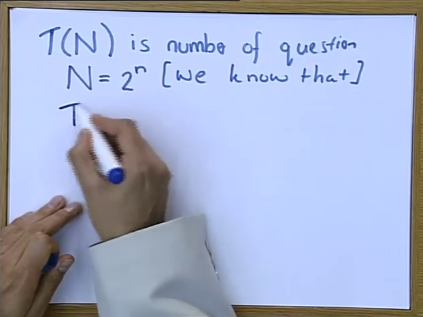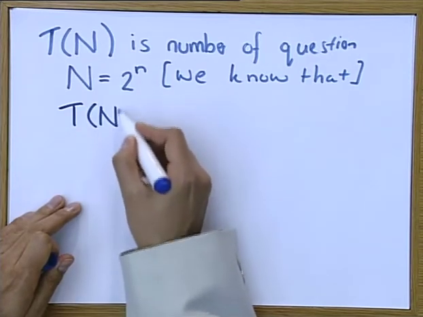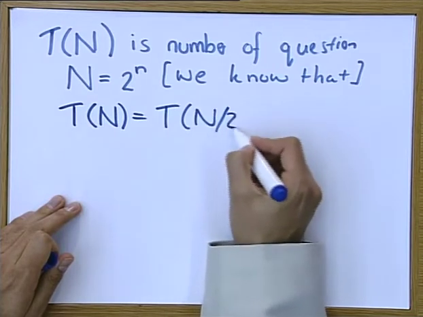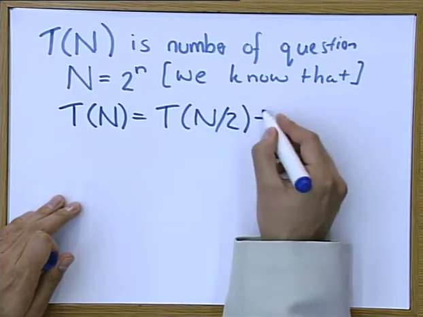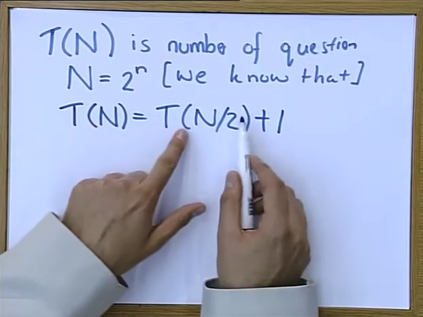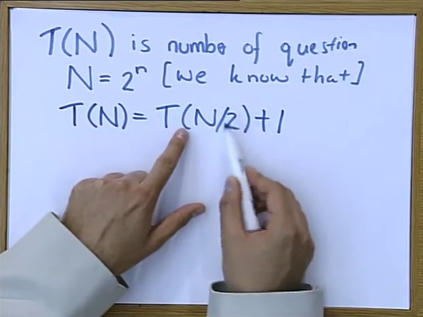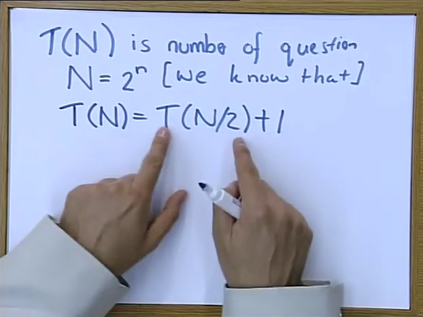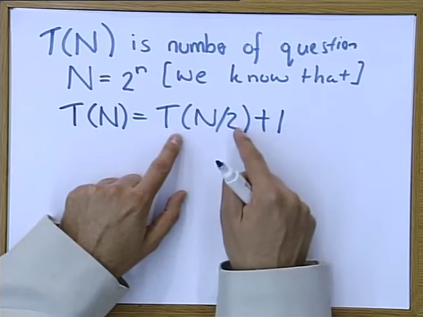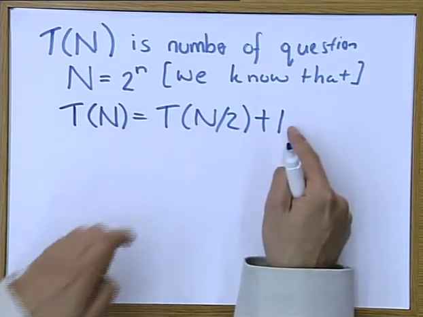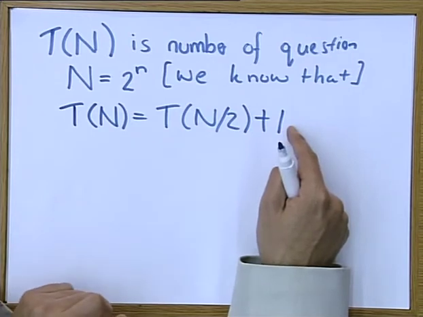So we know that Tn is equal to T(n over 2) plus 1. So why is that the case? Well, once I've halved the interval that I'm working with, then it means I've asked another question. So whatever questions I've asked until that point, if I have halved it, then I add another one.